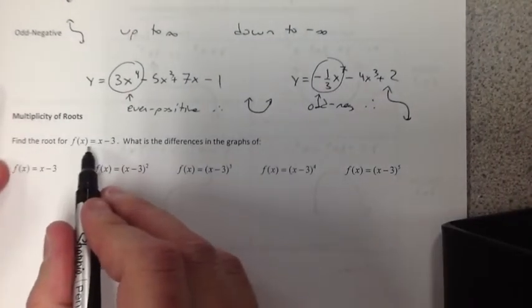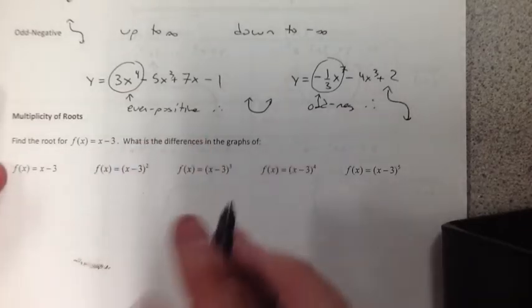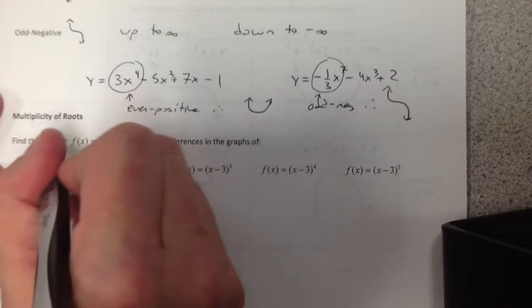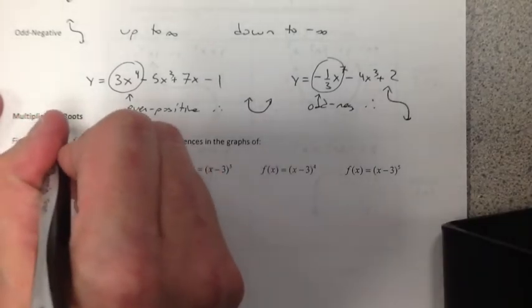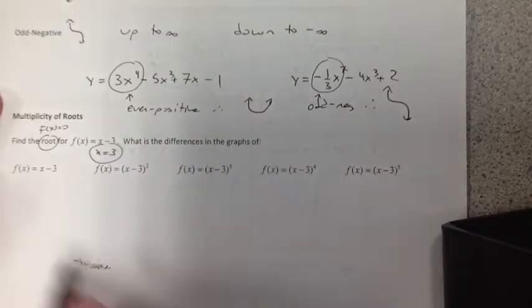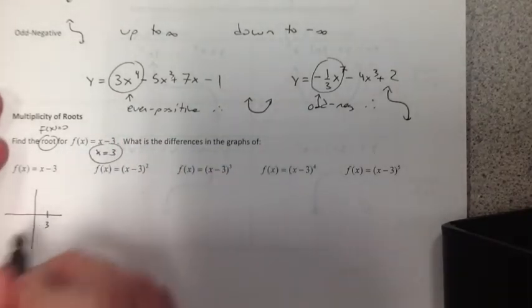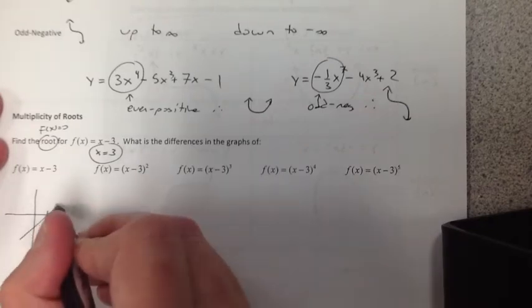Find the root for f of x equals x minus 3. And what is the difference in these graphs? Well, the root is easy. The root, remember, is where the graph equals 0. So if I solve it, my root is 3. If I graph the first one, we all should know this one. This is just a line. At 3, it crosses through the line.